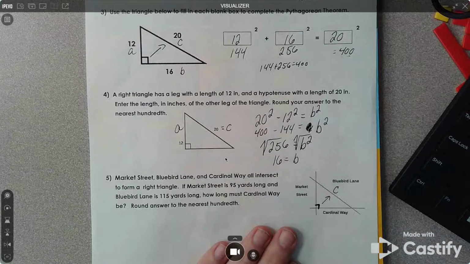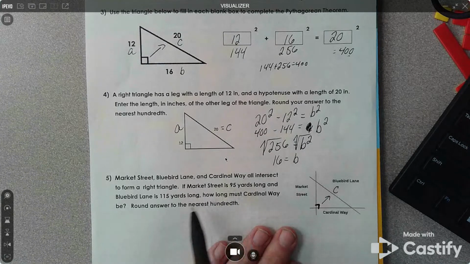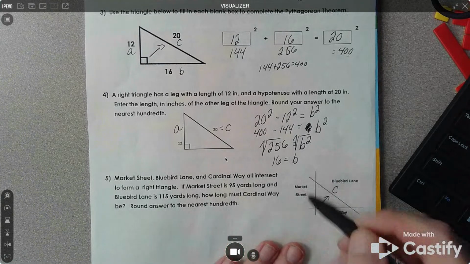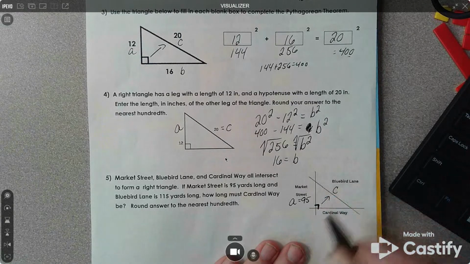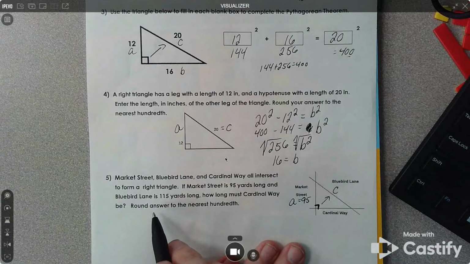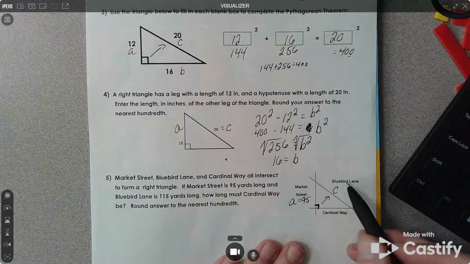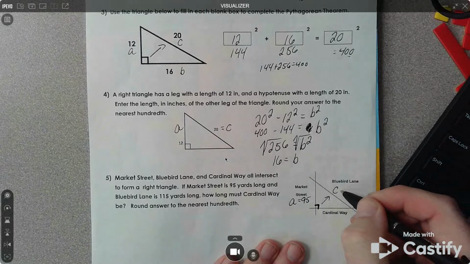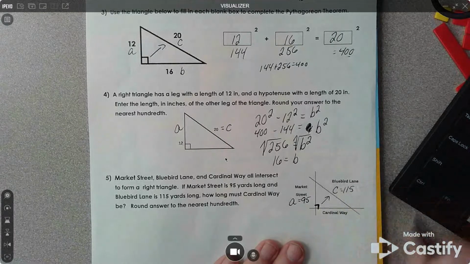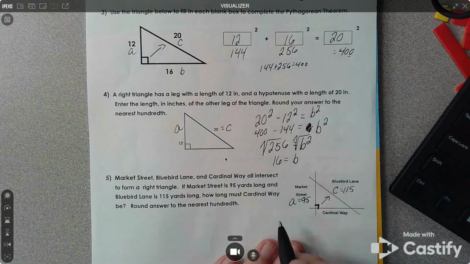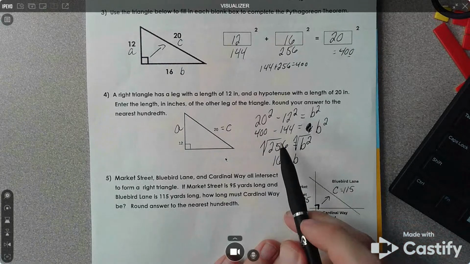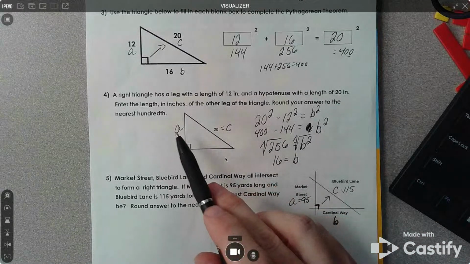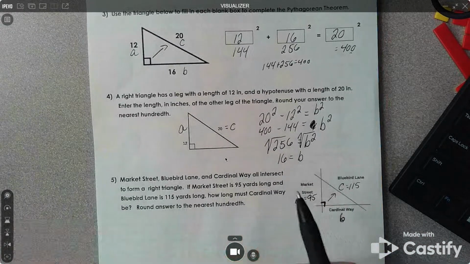And if that is the hypotenuse, I want to see, are they having me find that or are they giving me that? So let's look. It says if Market Street, which is side A, is 95 yards long, and Bluebird Lane is 115, so they just gave me Bluebird Lane, which is side C, equals 115, then I am looking for Cardinal Way, which is going to be side B. So it's similar to this problem up here. I have C and I have A, so I need to do a subtraction problem.